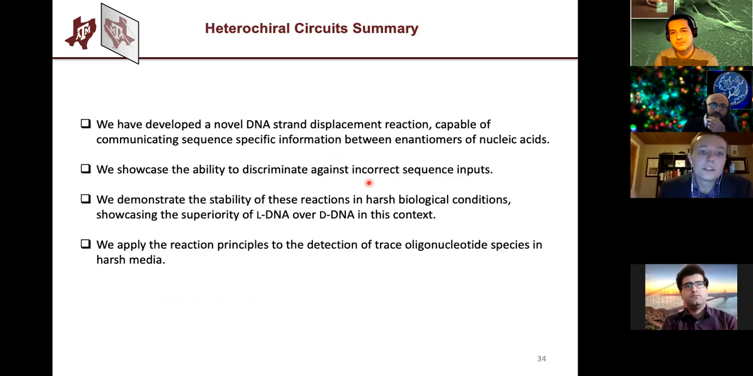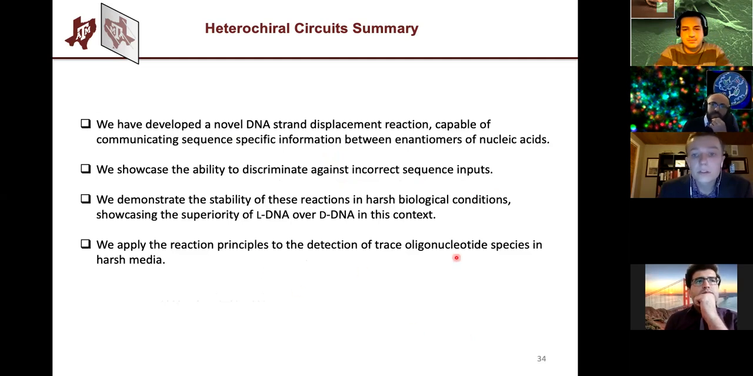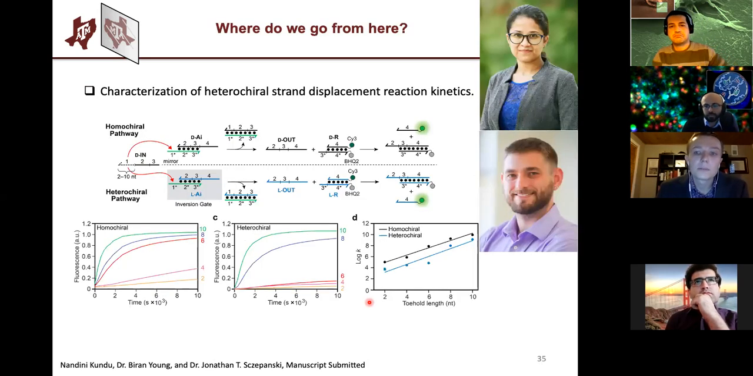So basically overall, we developed a novel DNA strand displacement reaction capable of communicating sequence-specific information between enantiomers of nucleic acids. We can discriminate against incorrect input sequences, which is also something that has been shown, obviously, in all of the homochiral strand displacement literature that's out there. And we demonstrate that our reactions are superior for use in harsh biological conditions. And yeah, we can detect trace oligonucleotide species in these harsh media.